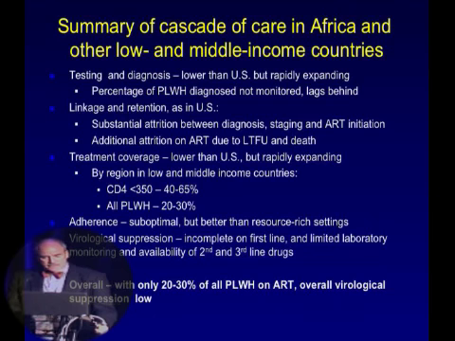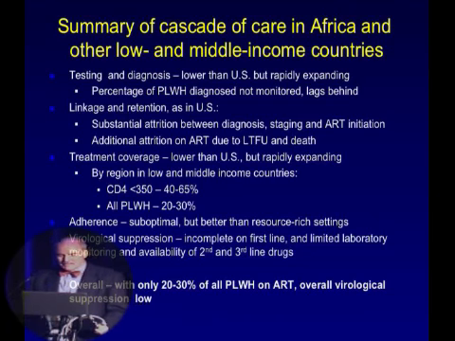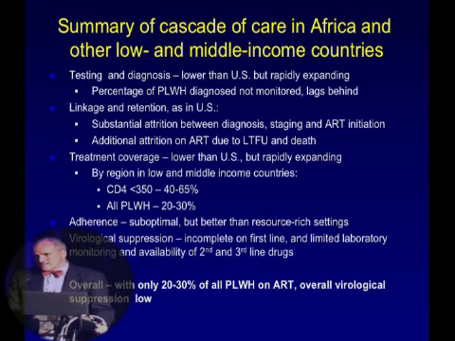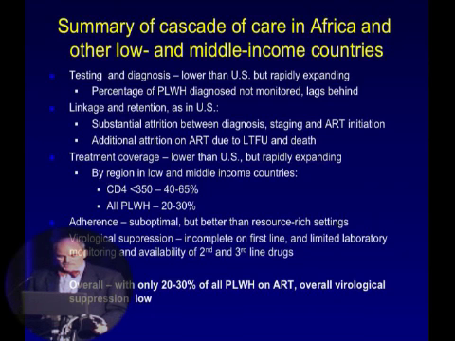So to summarize this overview of the cascade in Africa and other low and middle income countries: testing and diagnosis are lower than the 80% diagnosed that we quote in the United States, but it is rapidly expanding. I want to emphasize again that the percentage of people living with HIV diagnosed is not monitored and lags significantly behind the proportions of people who have been tested. Linkage and retention, as in the US, show substantial attrition in both. Treatment coverage, as I've said, is substantially lower than in the US, but rapidly expanding.